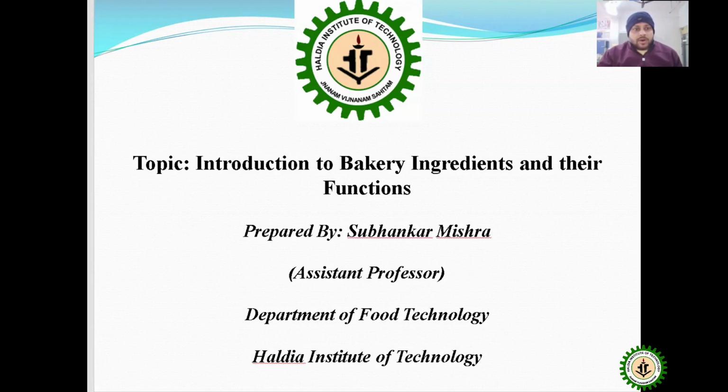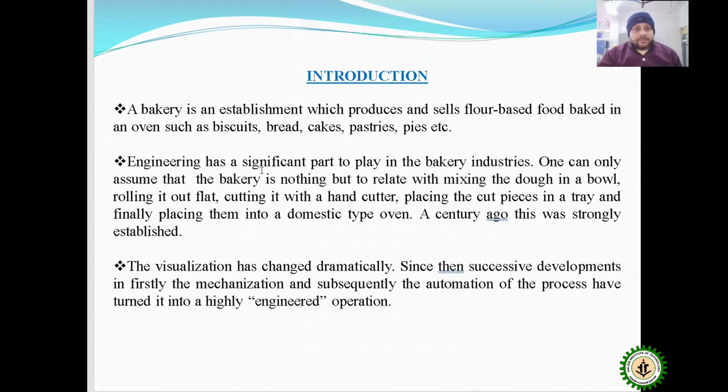So what is bakery? Anything that is baked in an oven, that is an enclosed chamber. The basic ingredients for the bakery items are wheat flour, adding the required amount of water. Okay, so these are the basic or essential ingredients for any bakery item.